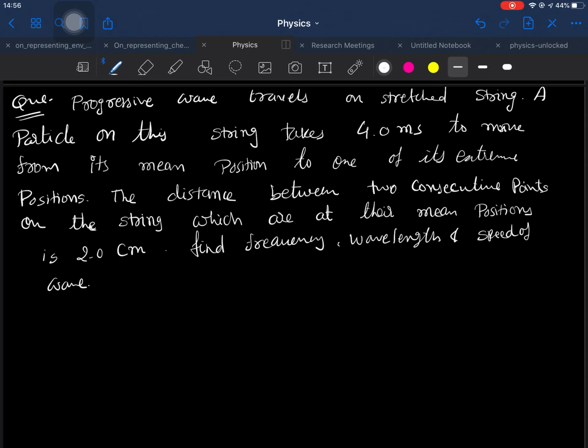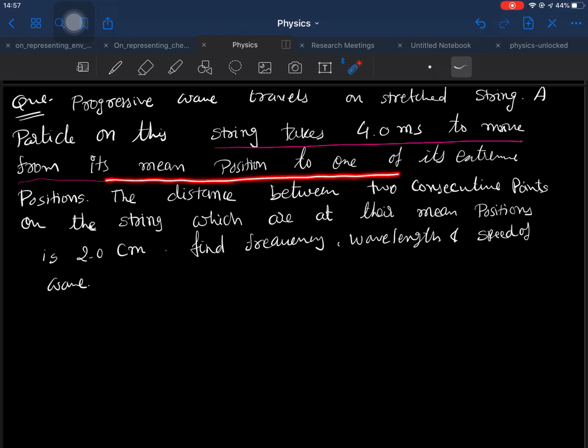So the first question is: a progressive wave travels on a stretched string. A particle on the string takes 4 milliseconds to move from its mean position to one of its extreme positions.